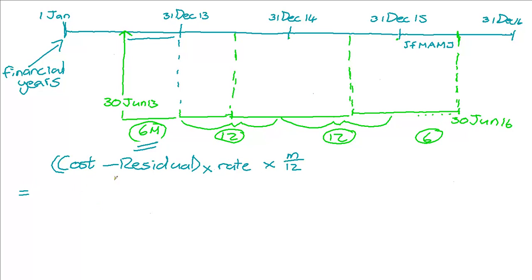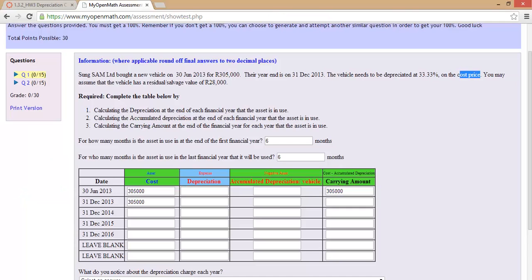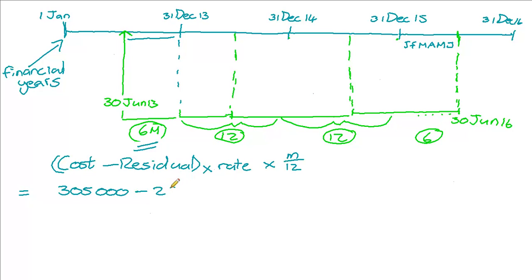So the cost of this asset is 305,000 Rand. The residual value was given at 28,000 Rand. There we go, 28,000 Rand. This gives me an amount that I can depreciate at 33%. To get it to a percentage, I can simply divide by 100 and multiply by the number of months that this asset was in use, which we've already determined is 6 months over 12, and that is going to give me my answer.